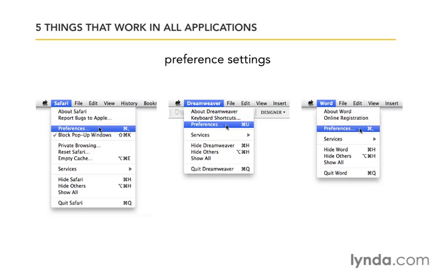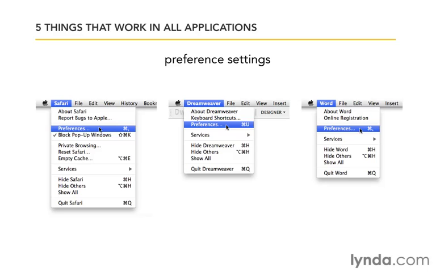Feature number 4 is Preference Settings. Almost every application has an area in which you can tweak or adjust the way the application behaves. If you're using a photo editing application, you might want to change the default image format of files you save. If you're using a page layout program, you might want to change how page guides appear and behave in your documents. Every application has preference settings.